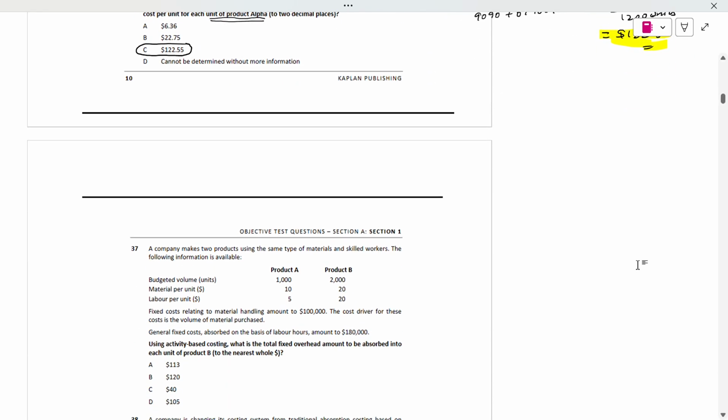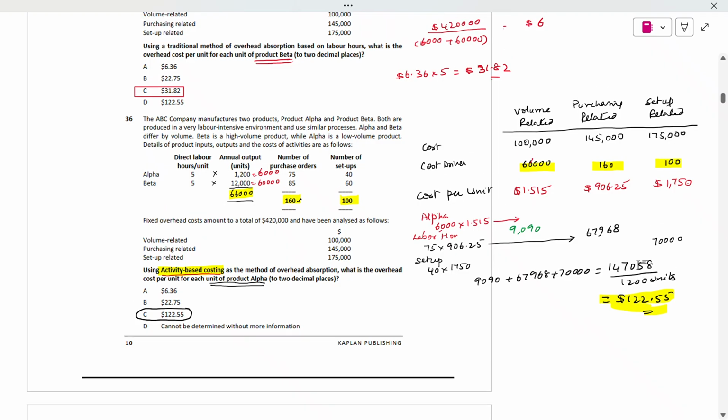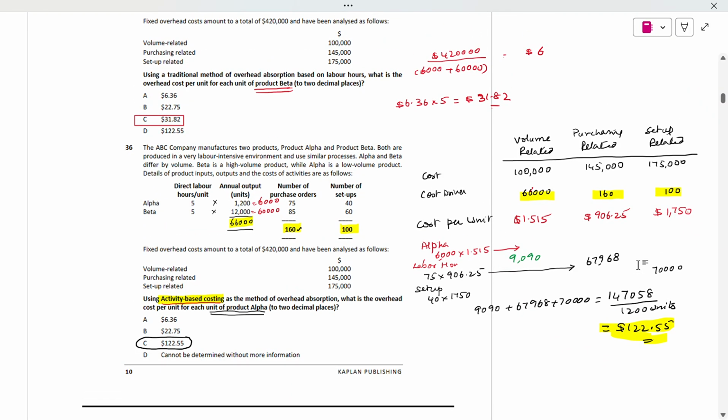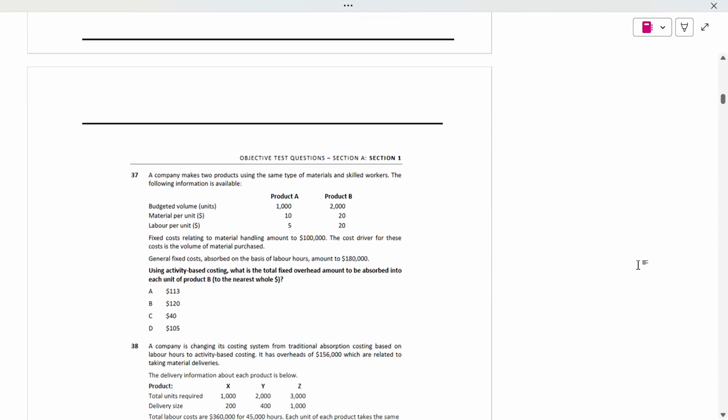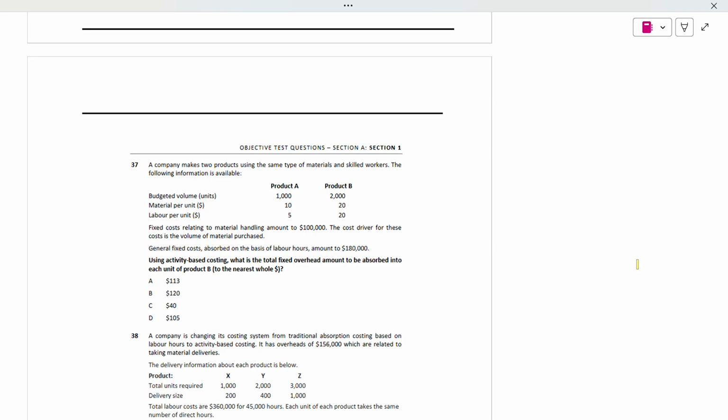Now, do it for yes. Are you clear about this? Yes. Next. Using ABC, what is the total fixed overhead cost to be absorbed in each unit of product B? Each unit. What is the fixed cost?